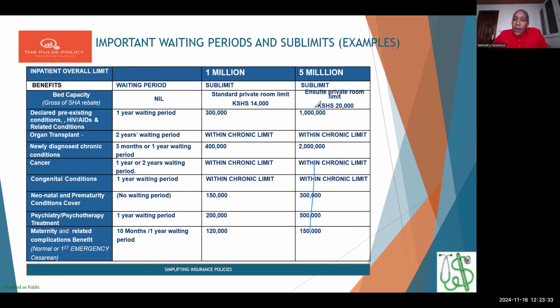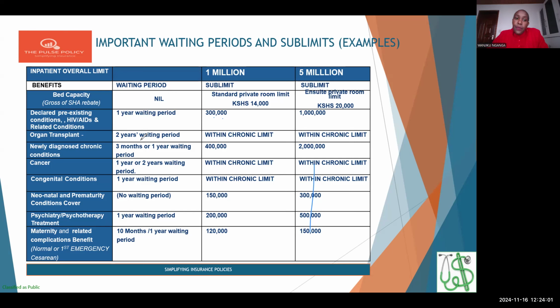At the same time, a person with a cover of this 5 million here, and they have a sublimit of 1 million, if you go to the hospital and have a bill of 1.5 million, the insurance company is going to cover up to 1 million, and you're expected to cover the balance. However, if the bills fall below the limits, then it's going to be covered in full. But you need to understand your sublimits under the pre-existing or declared conditions. Organ transplant attracts a waiting period mostly of 2 years.